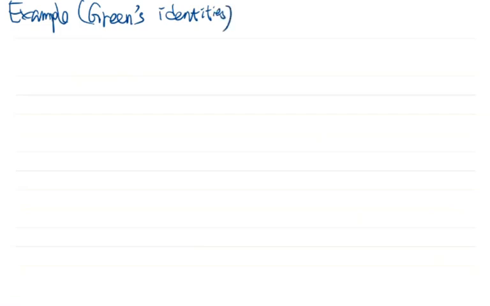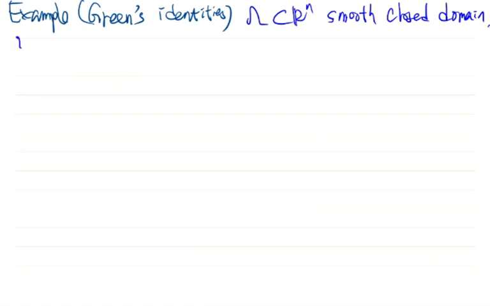Suppose omega is a smooth or piecewise smooth, that means the boundary of omega is a piecewise smooth surface, closed Jordan domain. Of course, a smooth domain is always a Jordan domain. Okay, therefore a closed domain. And U and V are twice continuously differentiable functions over omega.